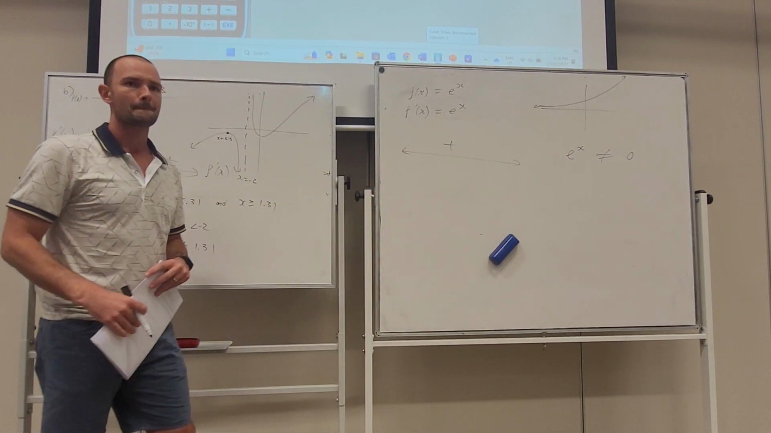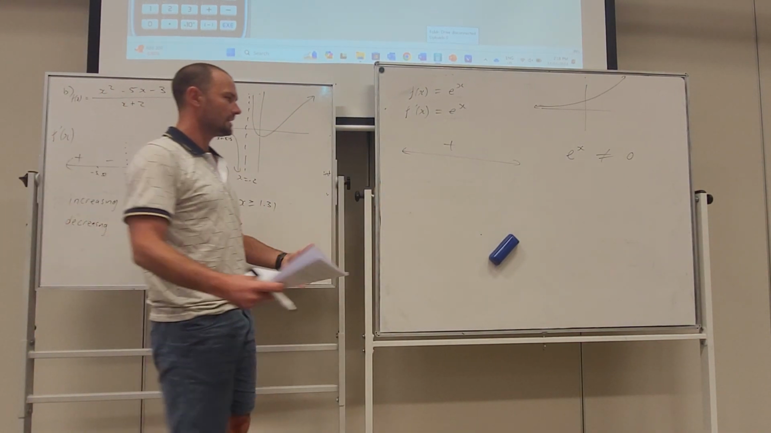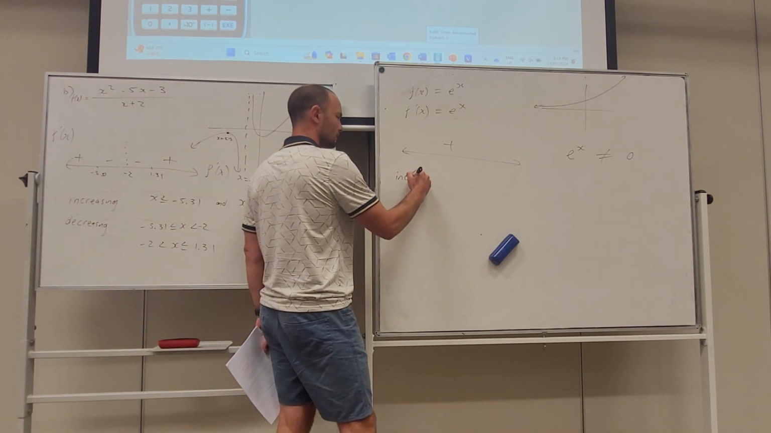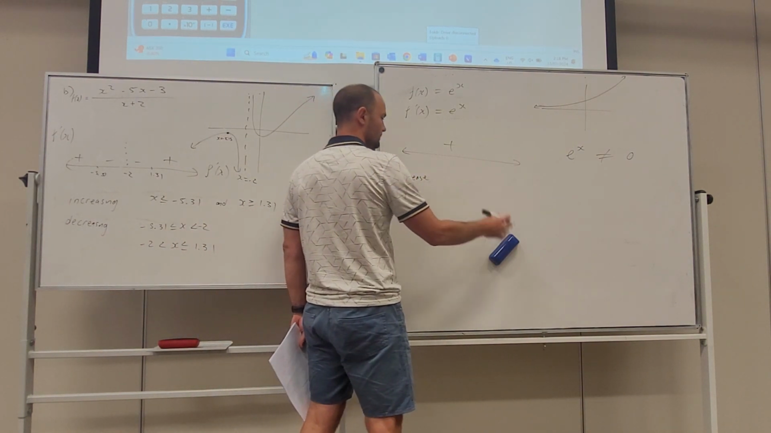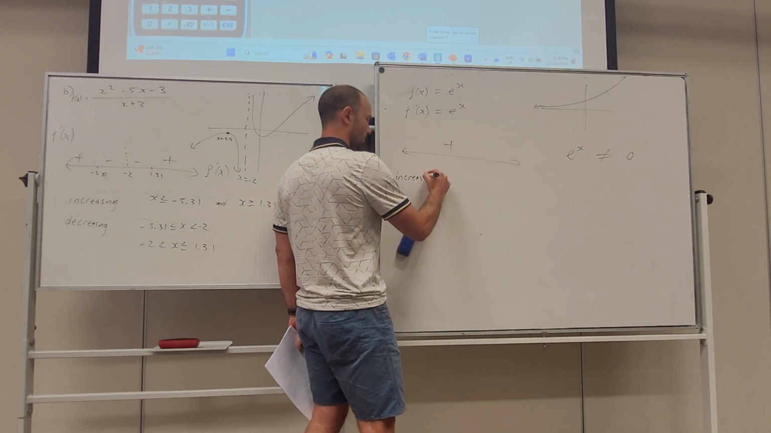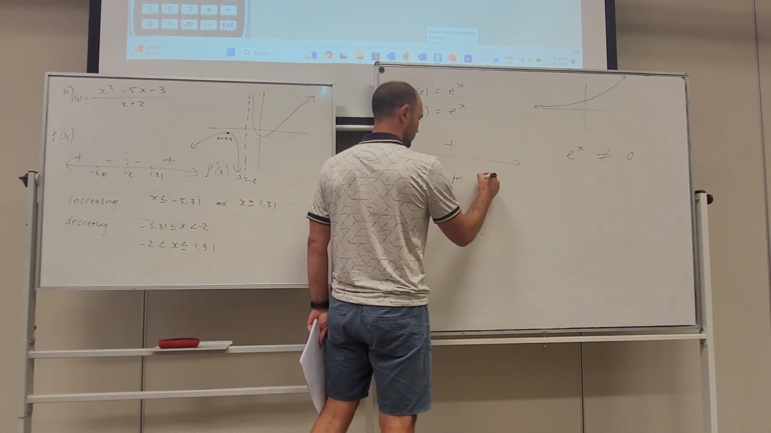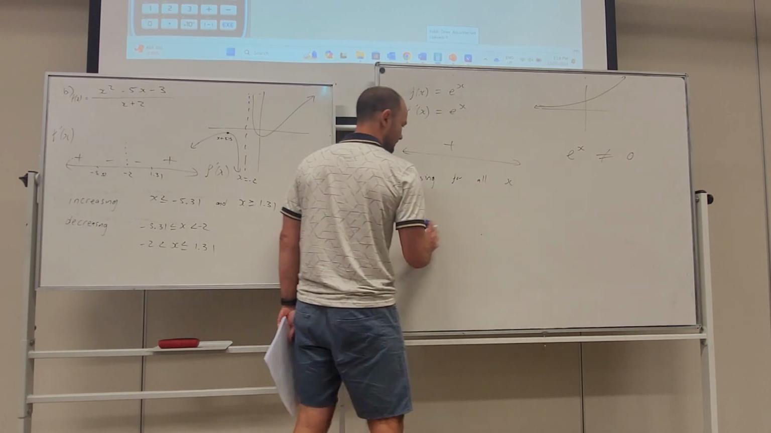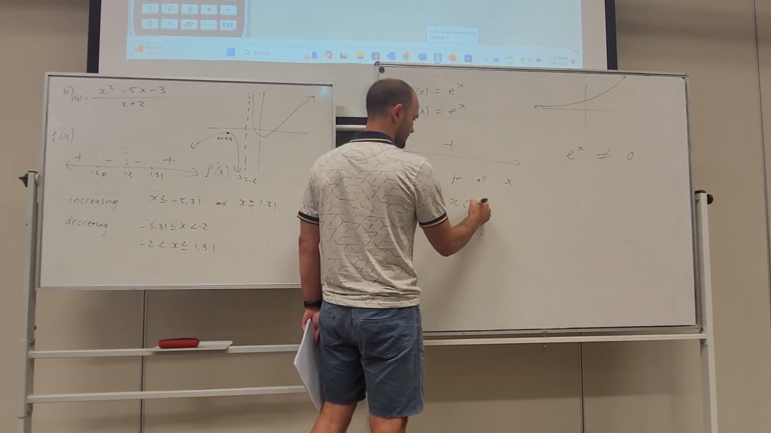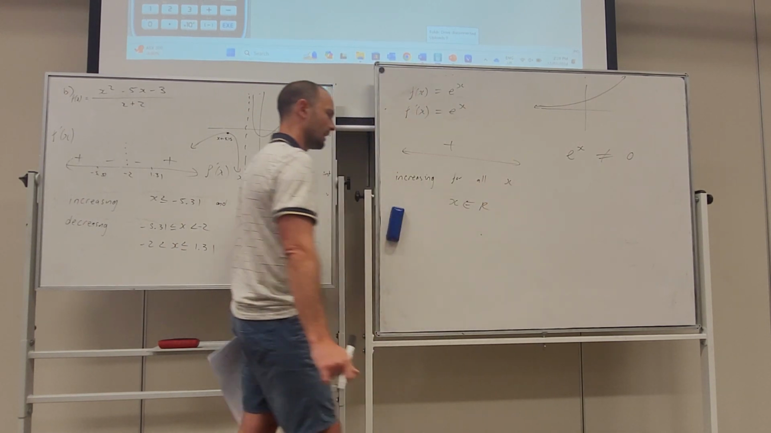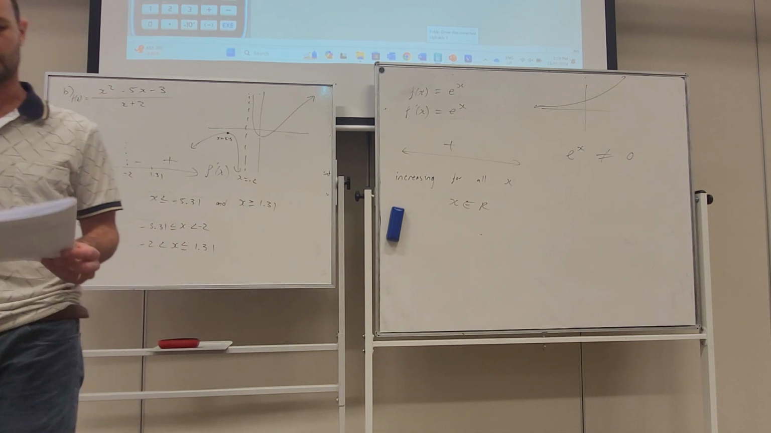And so this function e to the x is increasing. There's two ways we can say it. If you want to, you can just say increasing for all x. The correct mathematical notation is increasing for x ∈ ℝ, x belongs to the set of all real numbers.